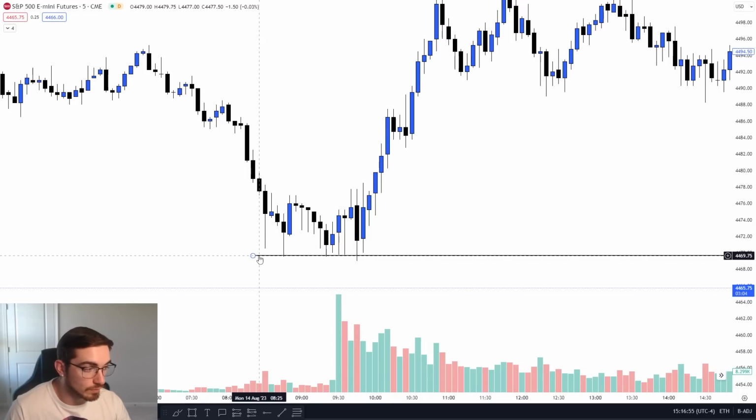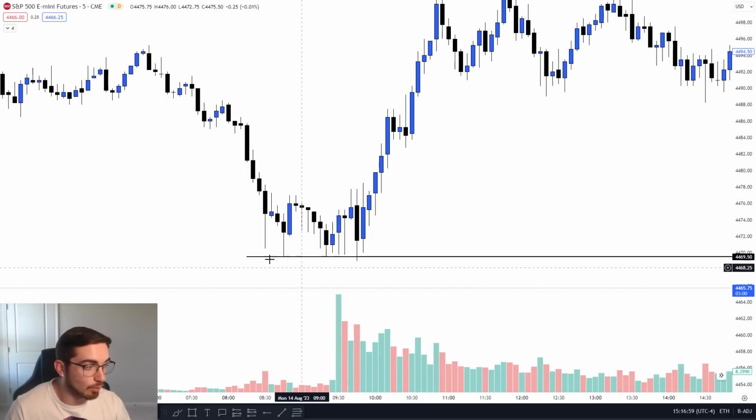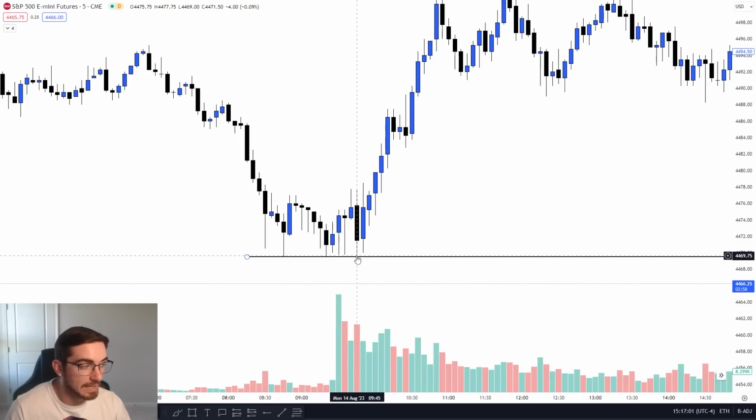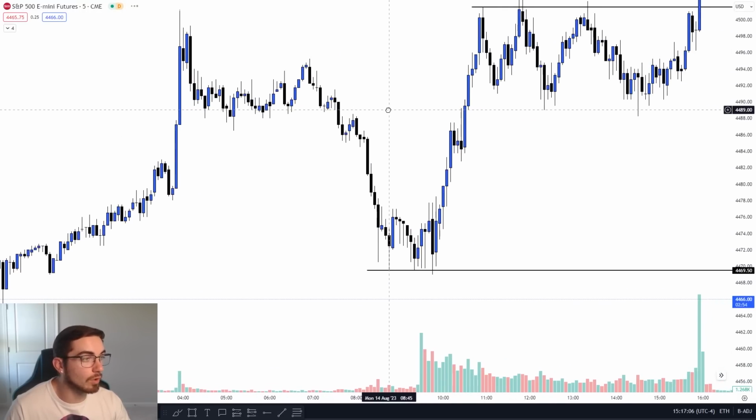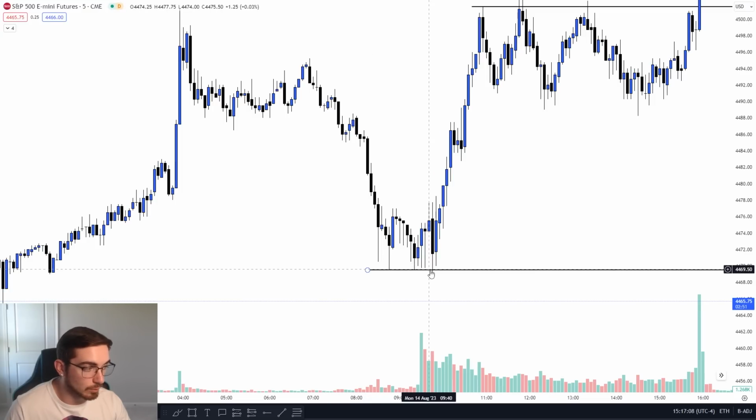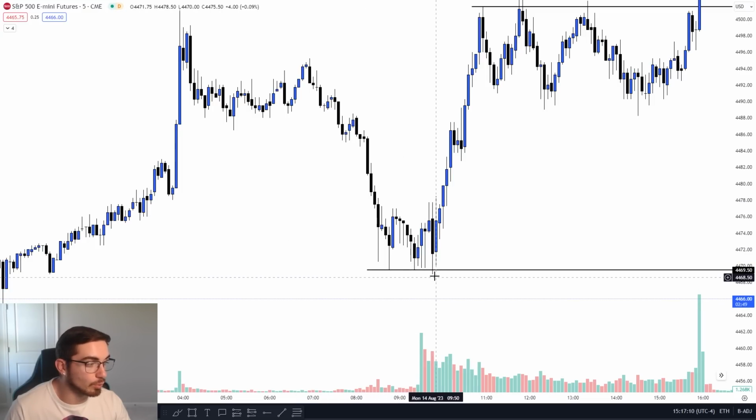Anybody who tried to short the low of the day break, what more than likely happened to them, they got stopped out as price started trading on the opposite side, and then from there, price made the move to the upside. So what are we looking for if we're looking for downside liquidity sweeps like this? We're looking for bullish price action and a bullish reclaim of the level.